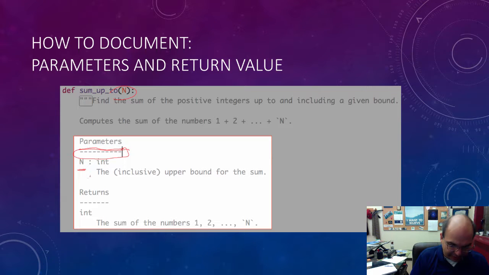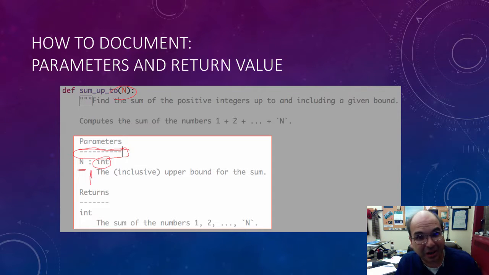We have n, space, a colon, it's Python, and then space, and then the type of the parameter. This is supposed to be an integer, right? I don't want to say sum up to n of double quote Fred, a string. No, I can't do that, right? I can't even do sum up to n of 3.14. Okay, it needs to be an integer, right? So that's what we say right here. Call me with an integer, not with something else, right?